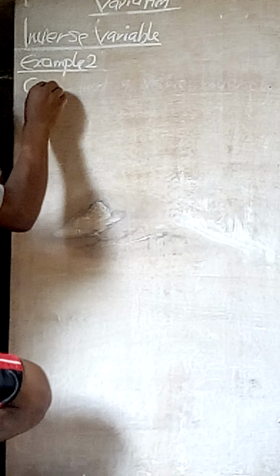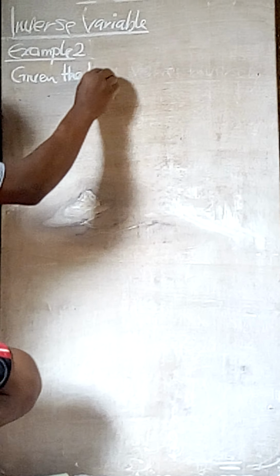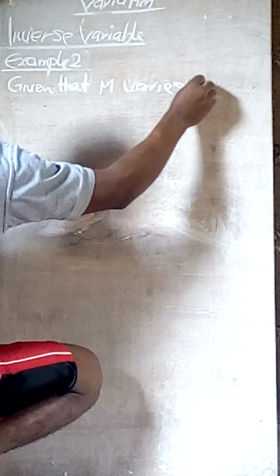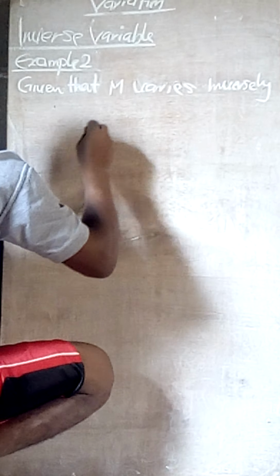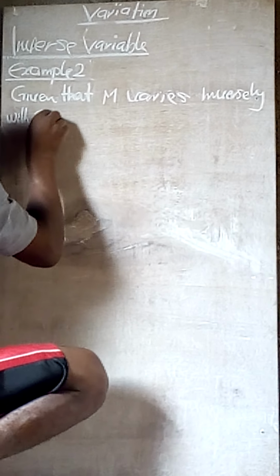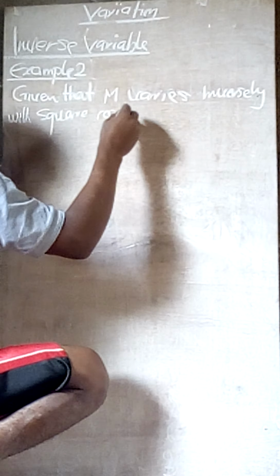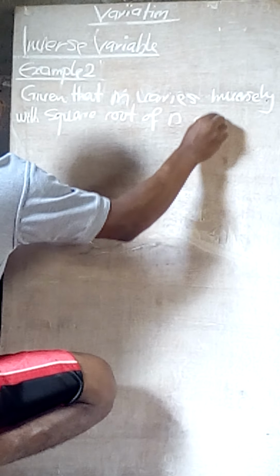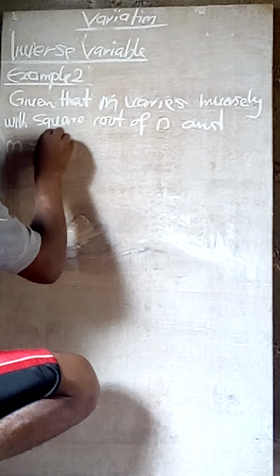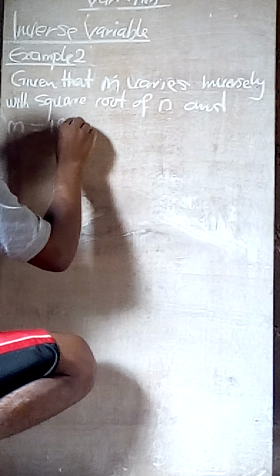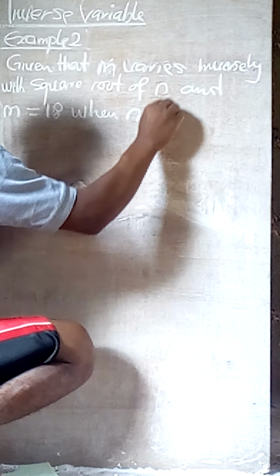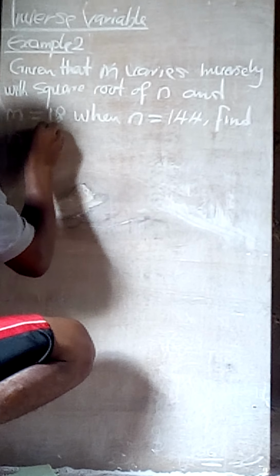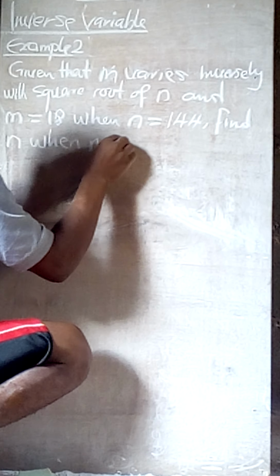Okay. Given that m varies inversely with the square root of n, and m equals 18 when n equals 144, find n when m equals 24.